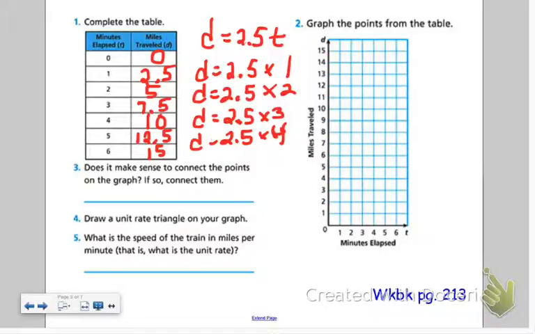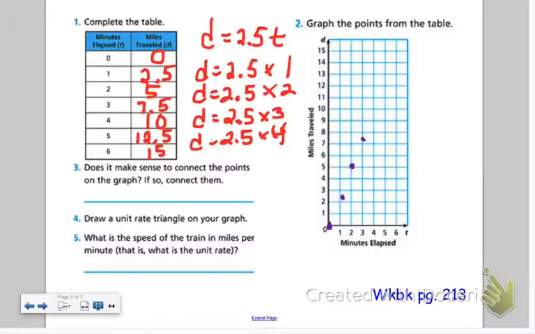So let's see. First, I'm going to change the color. Let's go with purple here. Obviously, if 0 minutes have passed, then we have 0 miles traveled. If 1 minute has passed, now we're at 2.5 miles. So 2.5 would be somewhere in between 2 and 3. I'm going to estimate it to be right about here. Not perfect, but that's okay. And then 2 minutes would be at 5 miles, so that would be right here. And then 3 minutes would be at 7.5 miles, so 7.5 is between 7 and 8. So that would be right about here.